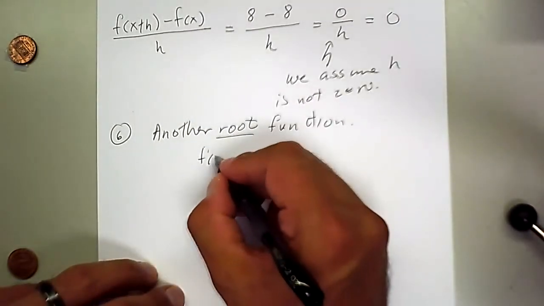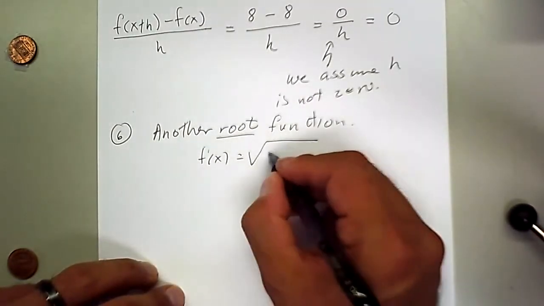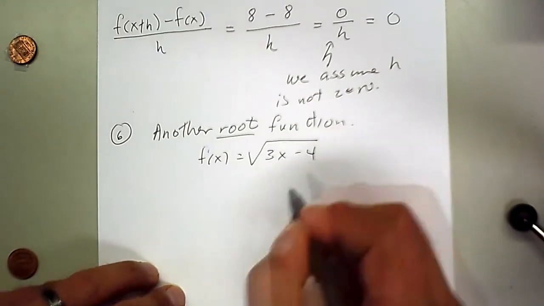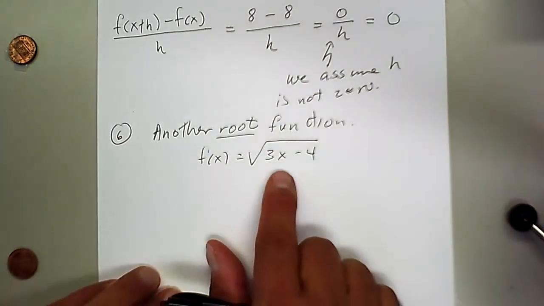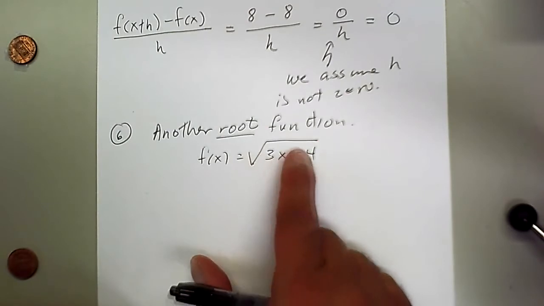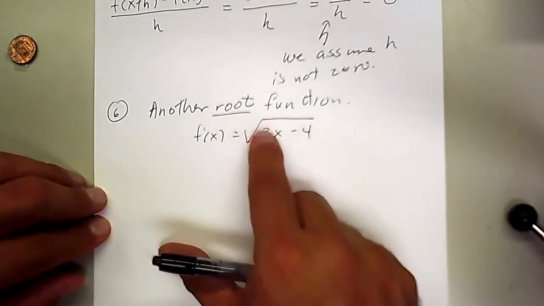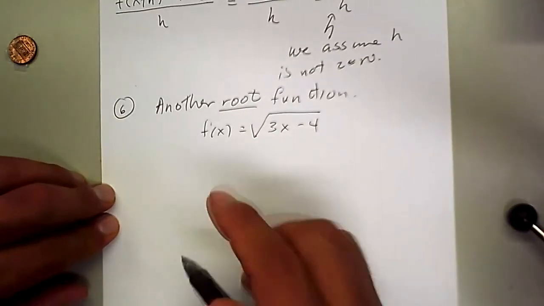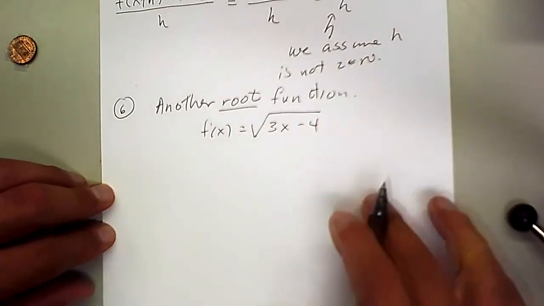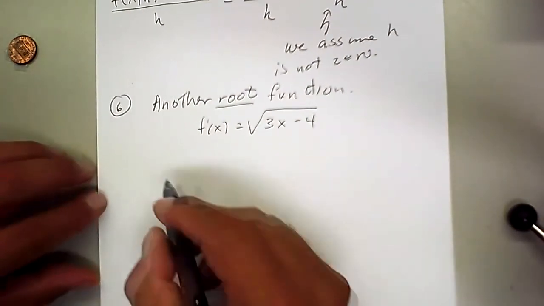Okay, so f of x equals the square root of 3x minus 4. That's not as simple. But the process is very much the same. By root functions, we mean square roots. So let's figure this out.